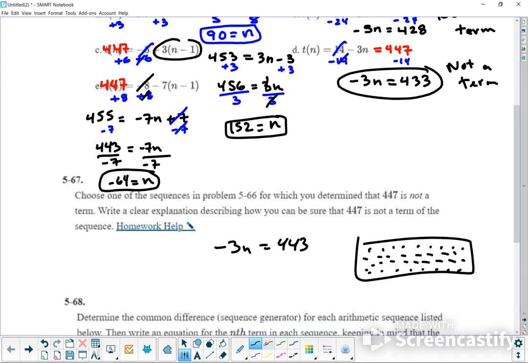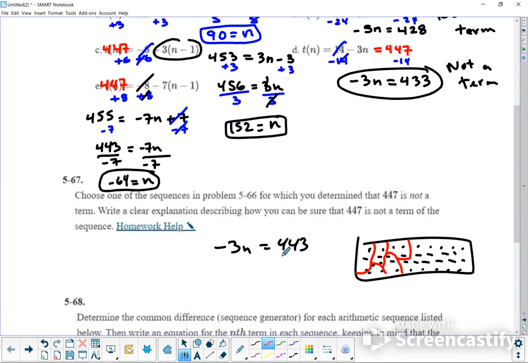All right, so if I can divide negative 3 into it, that means I can grab 3 of these, and that would be one term. 3 of those and one term. So if I can divide evenly, then that means that I have the right amount of terms.